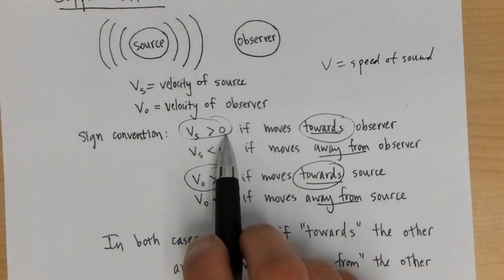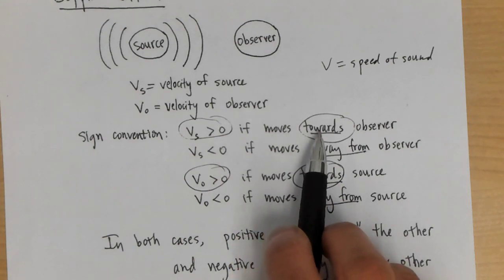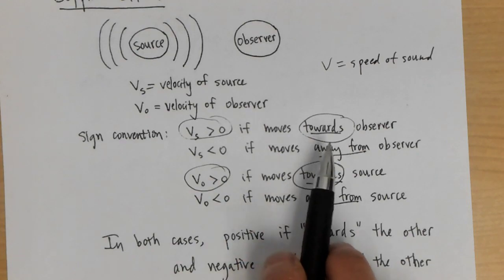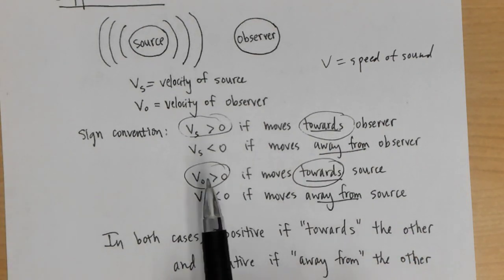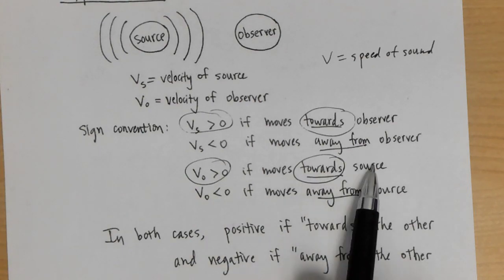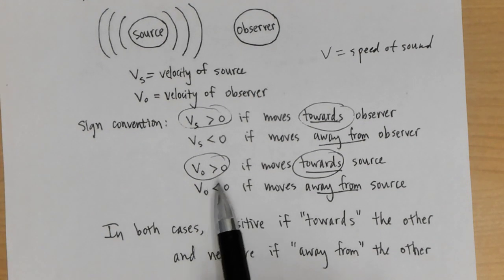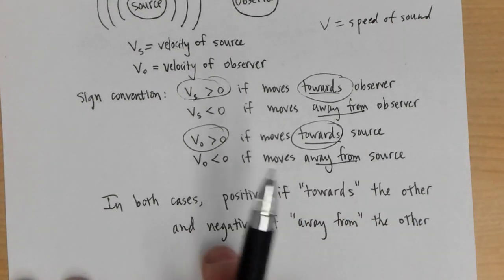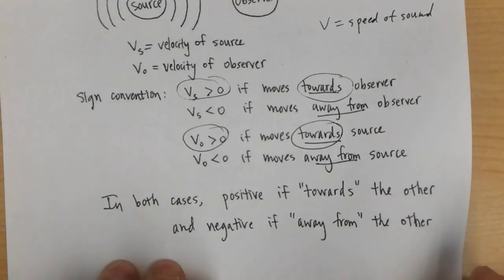So vs is greater than 0 if the source is moving towards the observer, but it's negative if it's moving away from the observer. The same thing for the observer. The velocity of the observer is positive if it moves towards the source, and negative if it moves away from the source. So in both cases, it's positive if it moves towards the other, and negative if it moves away from the other.